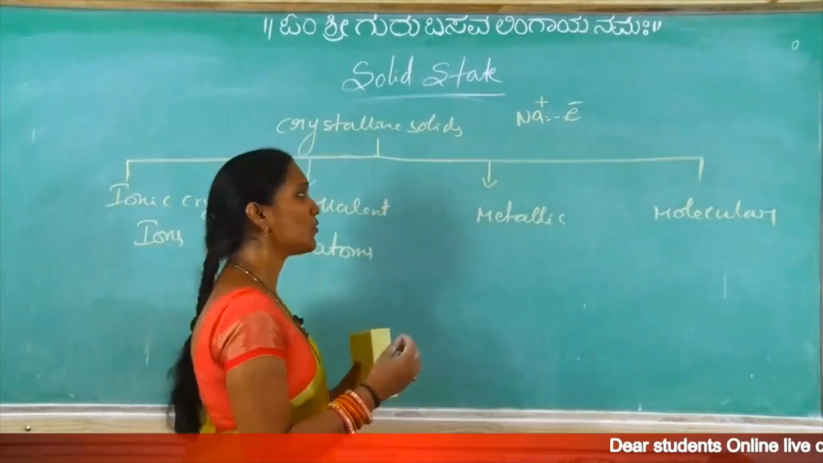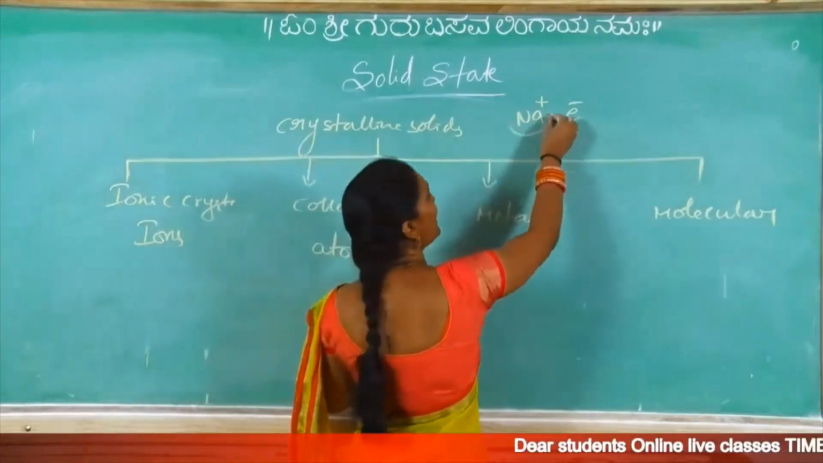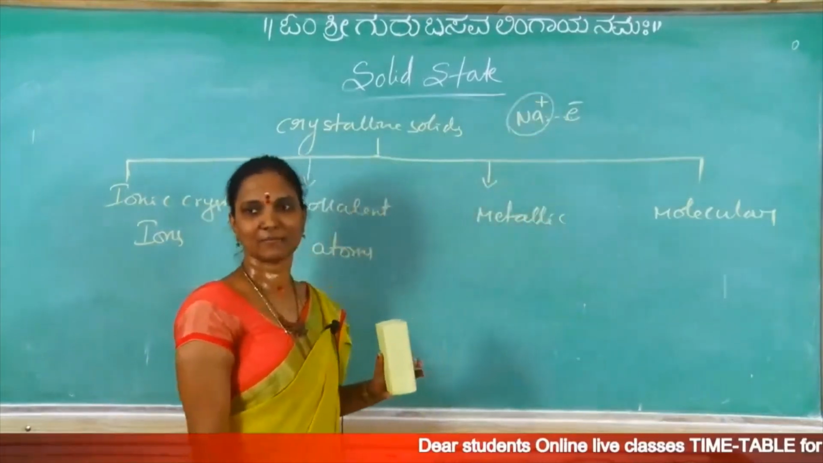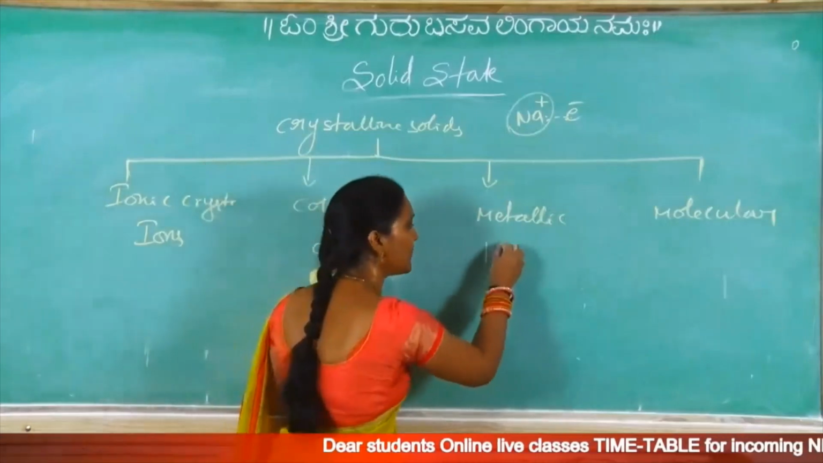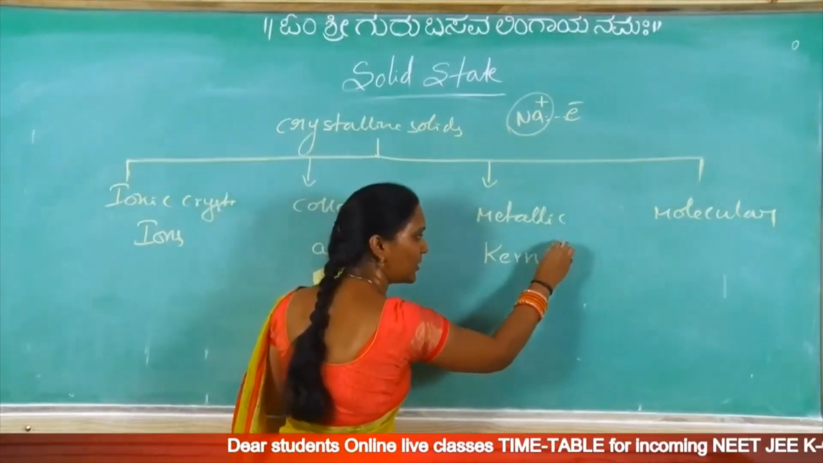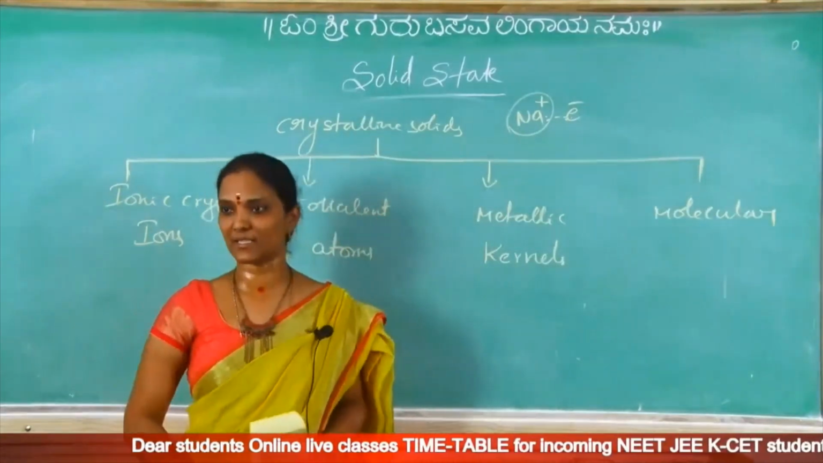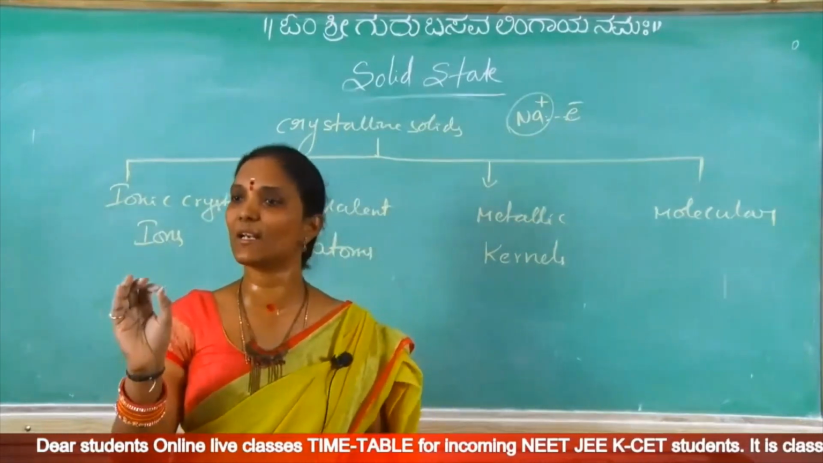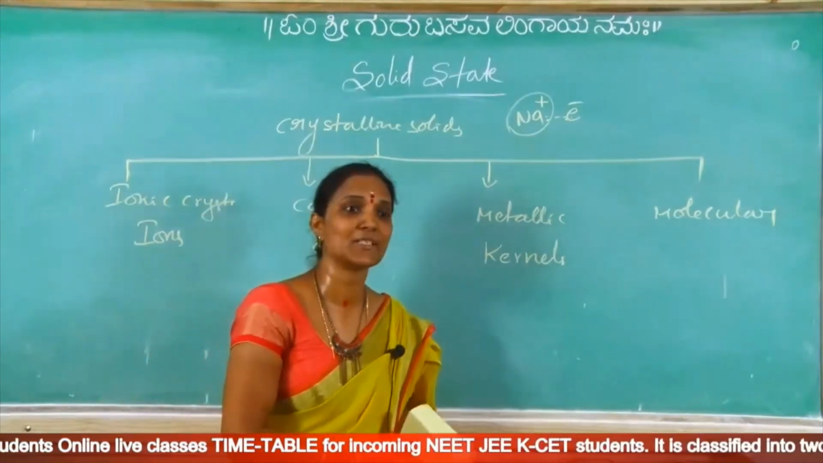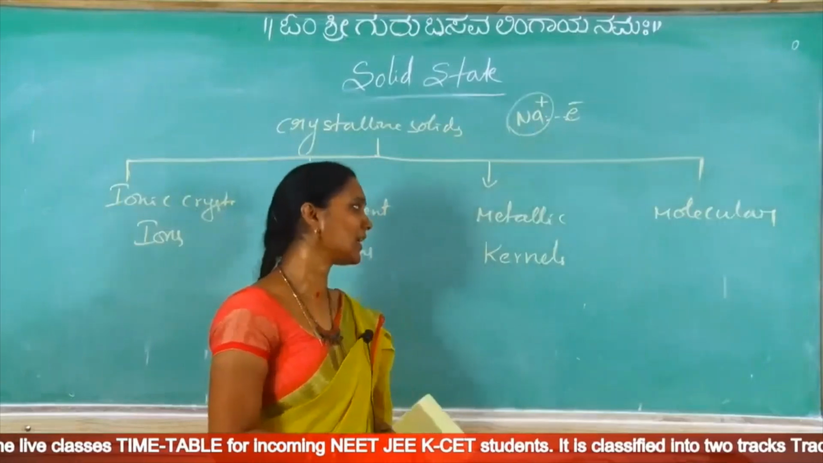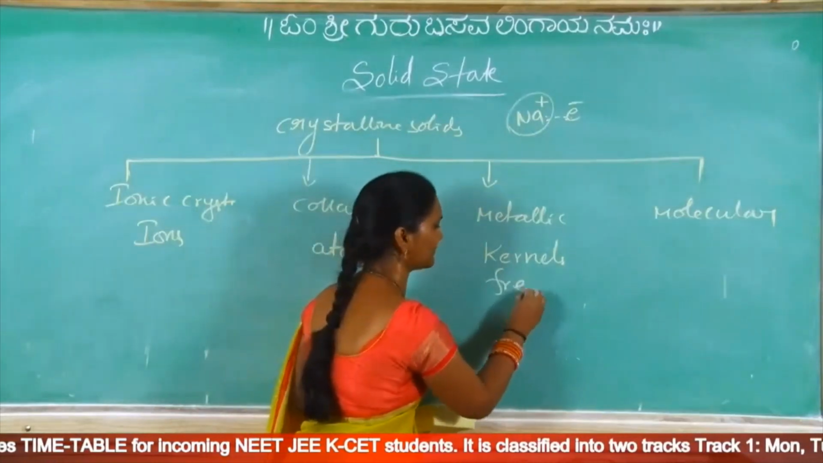Now, what are the constituent particles? These metal ions are the constituent particles. These metal ions are called metal kernels. Remember? These are metal kernels. In a metallic crystal, metal ions will form, and those metal ions are called metal kernels. Metal kernels and free electrons are there.